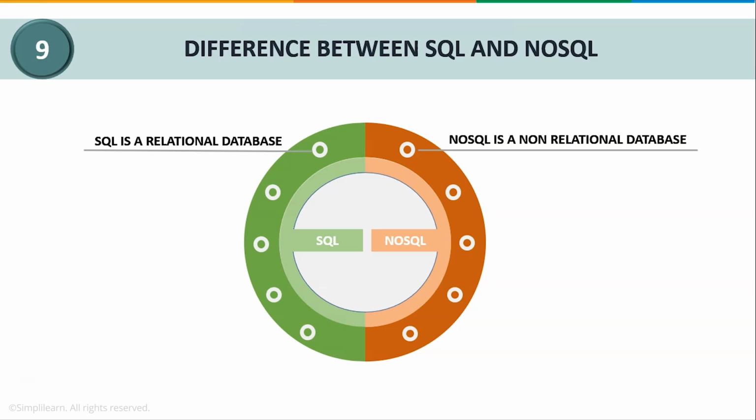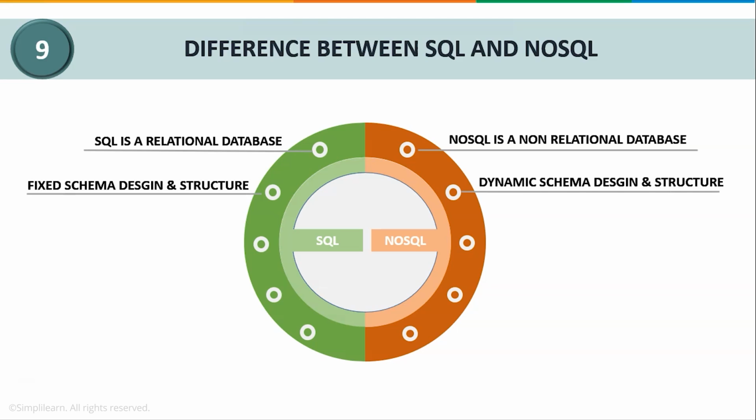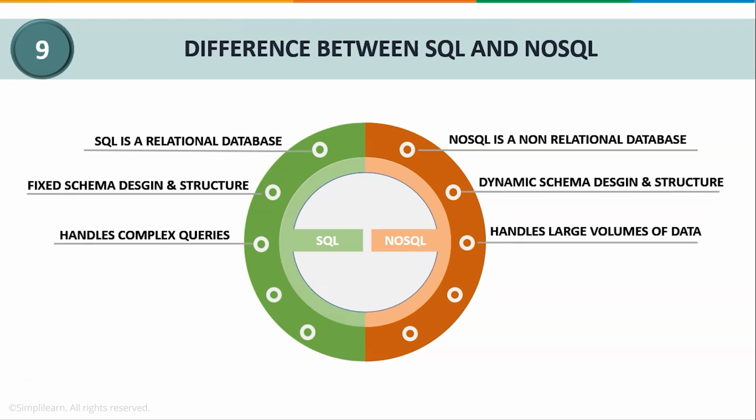That means it does not store data in the form of tables and contains collections, and inside every collection there is a document that contains the data of a single entry. This data is stored in the form of key-value pairs, unlike SQL where we store data under a fixed schema. So as we discussed, SQL has a fixed schema design and structure, and NoSQL has a dynamic schema design and structure. SQL can handle complex queries, whereas NoSQL can handle large volumes of data.